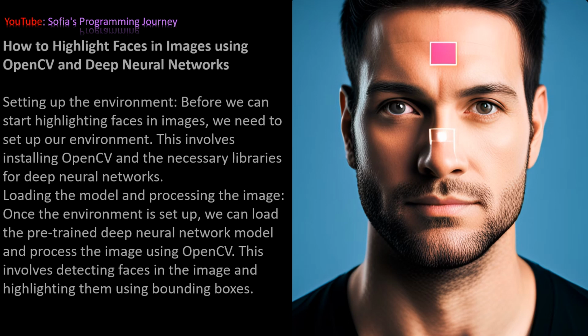Setting up the environment. Before we can start highlighting faces in images, we need to set up our environment. This involves installing OpenCV and the necessary libraries for deep neural networks. Loading the model and processing the image. Once the environment is set up, we can load the pre-trained deep neural network model and process the image using OpenCV. This involves detecting faces in the image and highlighting them using bounding boxes.